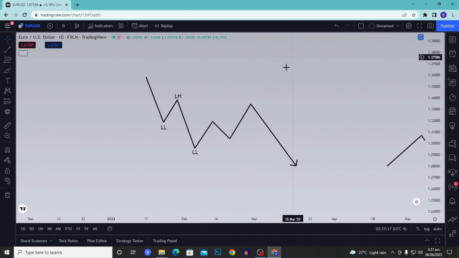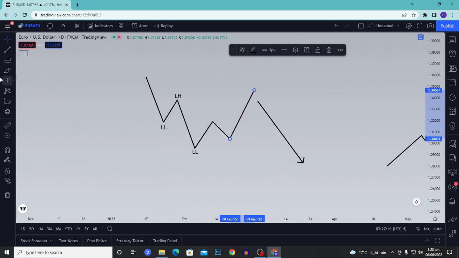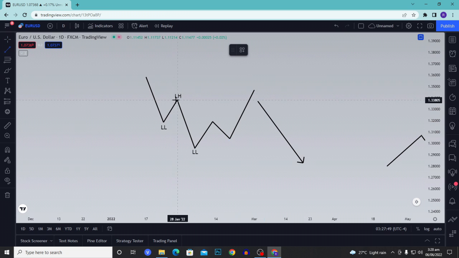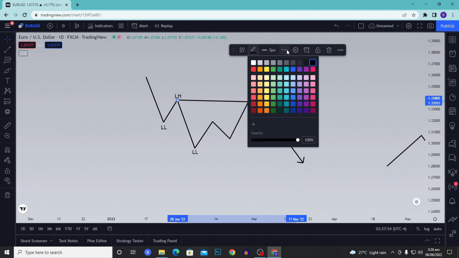Let's get rid of these. Completely wrong. Because the only way that price can shift its market structure from a downtrend to an uptrend is if the previous lower high on the downtrend is broken. So in order for this to now be an uptrend, price would need to break above. Let's put a line here, put it down as a dotted line.